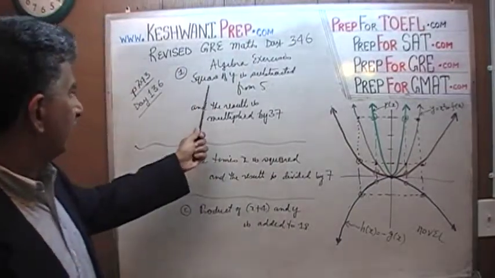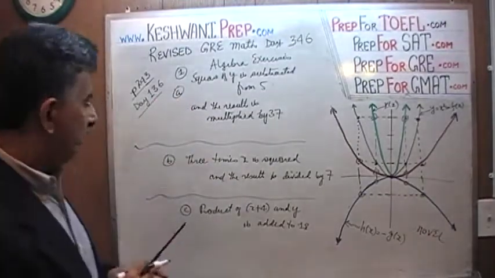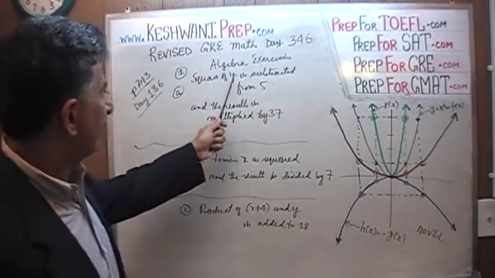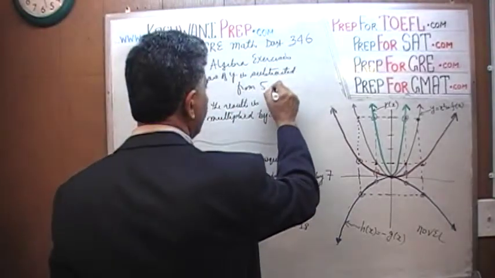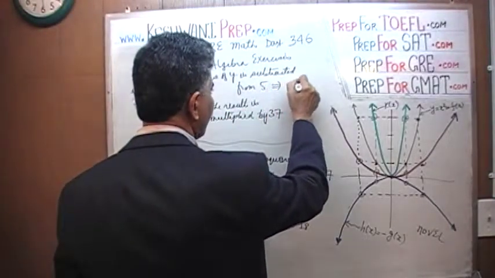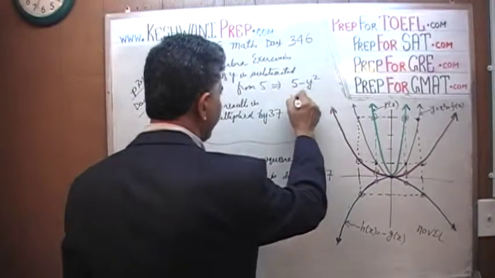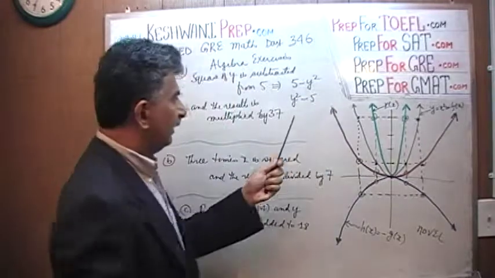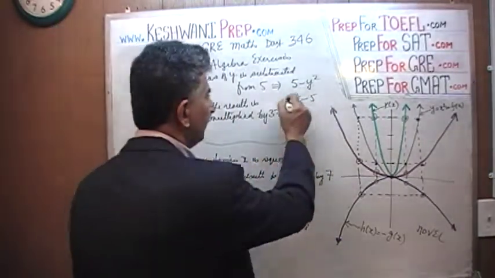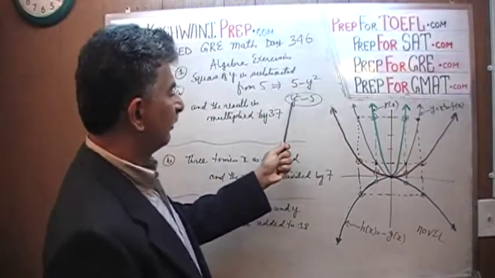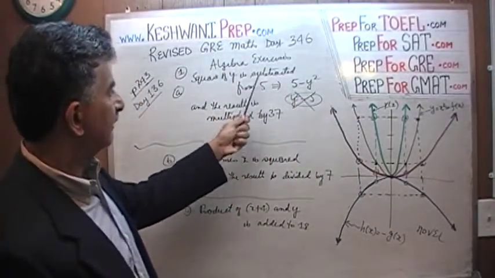Problem number 1a says the square of y is subtracted from 5. What does that tell us? The square of y is subtracted from 5, so that is 5 minus y squared. It's not y squared minus 5. That would be 5 subtracted from the square of y, and that's not what we're dealing with here. It says the square of y is subtracted from 5.